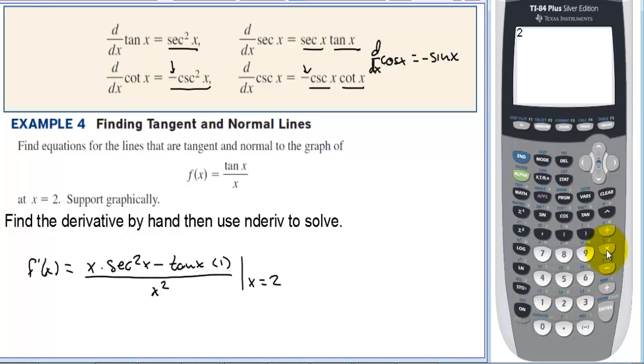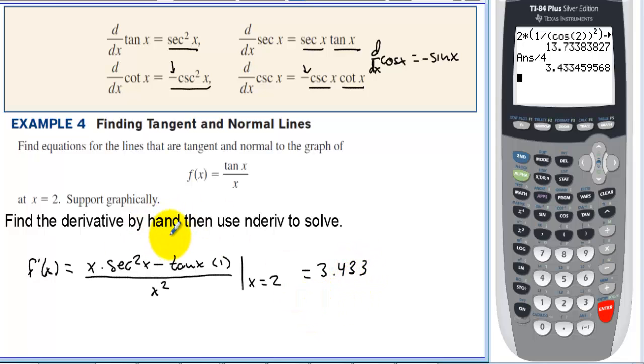Let's type in 2 times, and we need secant, so that is 1 divided by cosine of 2. But we need to square that denominator, so let's back up and put in a parenthesis here. And how about 1 here? And then we can square that denominator, and then we can close the fraction, and we will minus tangent of 2. That's the top of the fraction. We'll press enter, and then we can divide by 4, which is, of course, x squared. So our slope is 3.433.